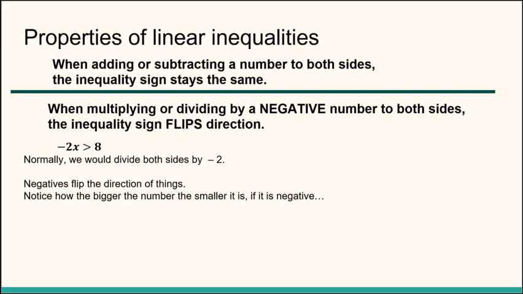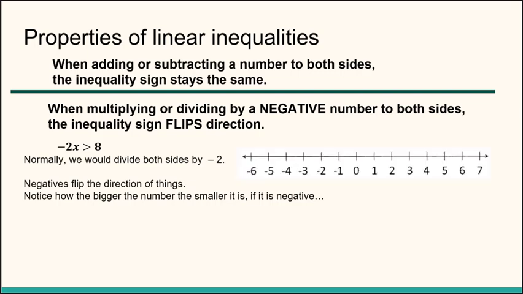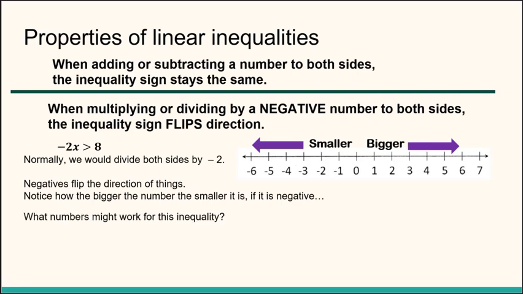Notice how the bigger the number, the smaller it is if it's negative. So let's look at this. If it's negative, negative 6 is smaller than a negative 4. So let's look. These guys to the left are smaller, and the numbers to the right are bigger. All right. So what numbers might work for this inequality?